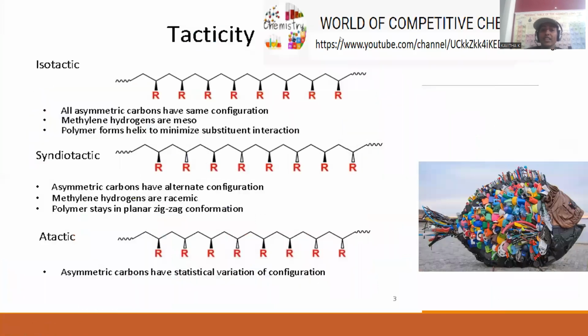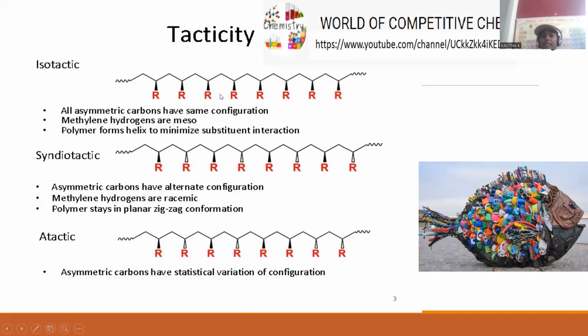And now we are going to discuss another topic called tacticity. Based on the synthesis, a long carbon chain will be retained if side branches are present in the compound. These side branches can be arranged in different forms. Based on the arrangement of side chains in the longer polymer, they are categorized into isotactic, syndiotactic, and atactic.